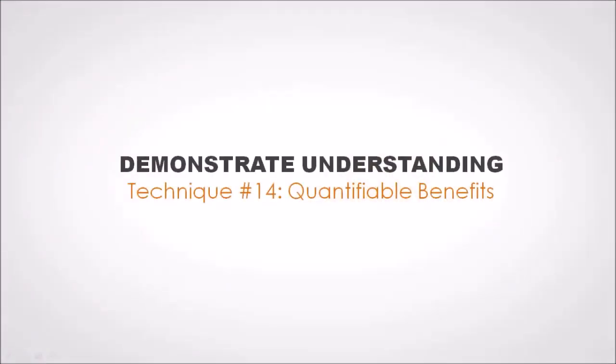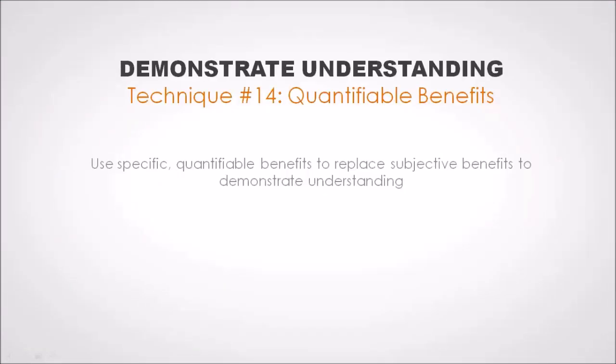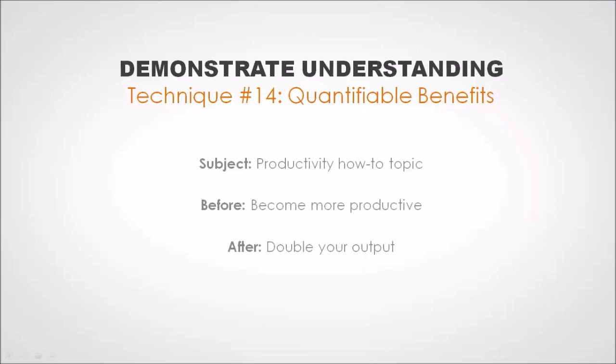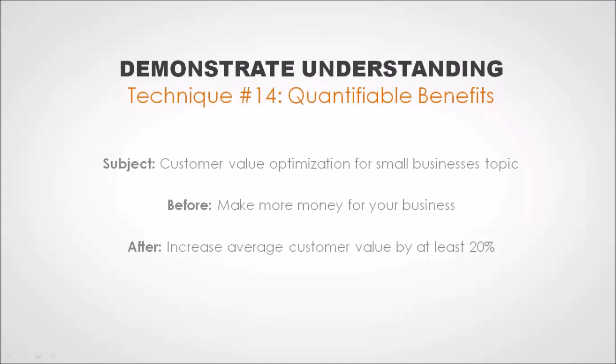Technique 14, Quantifiable Benefits. You want to use specific quantifiable benefits to replace subjective benefits to demonstrate understanding. Let's take a look at a couple before and afters. So this subject is the productivity how-to topic. Before, become more productive. After, double your output. If we're talking about the customer value optimization for small business topic, then the before would be make more money for your business. After is increase average customer value by at least 20%.